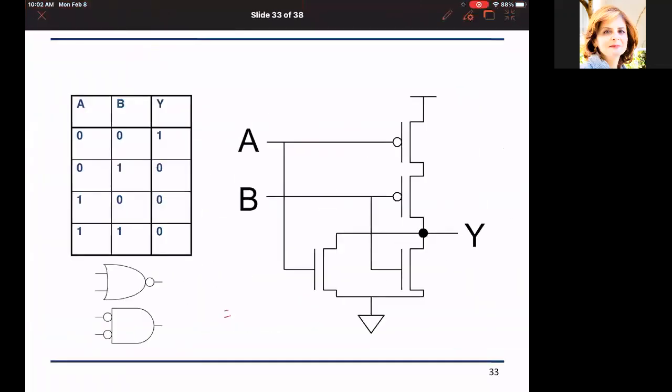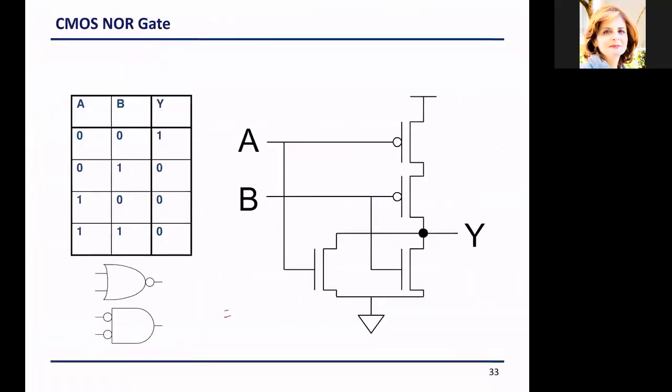And we discussed that basically it is complementary because I have a PMOS block and I have an NMOS. This is a pull down block and this is a pull up block, and every input like A is connected to one transistor in the pull up and one transistor in the pull down.